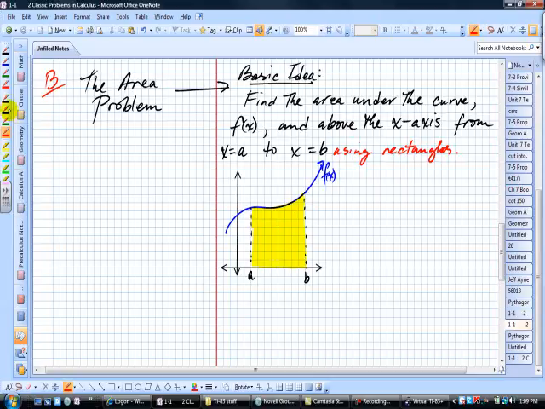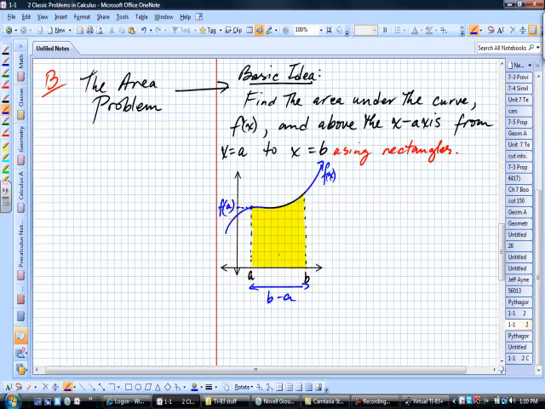Now the interval is from a to b, and the distance from a to b is found by taking the right endpoint, subtracting the left, so that's b minus a. That's the width of your rectangle there. And your height on the left side, if we're coming from the left, is found by taking a, going up to the function. Since we're going to evaluate at the function, you've got to evaluate at a. We'll call that f of a.